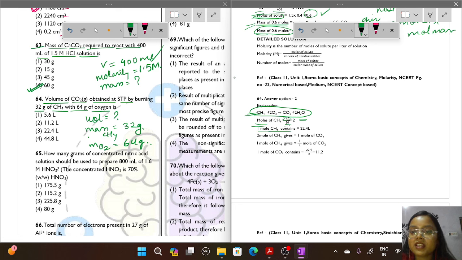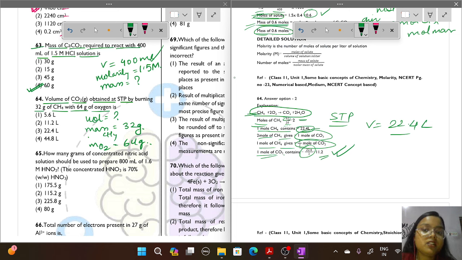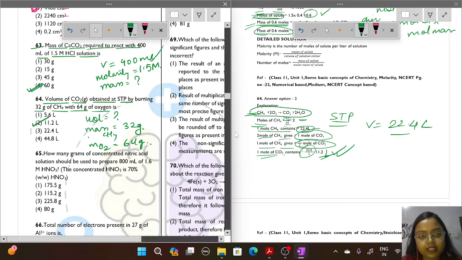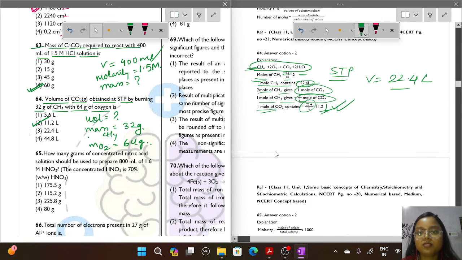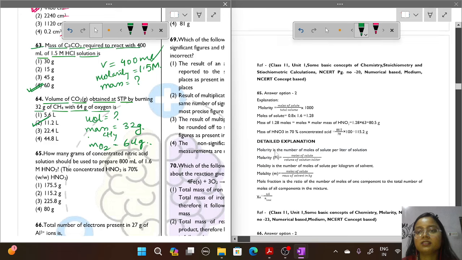Now 1 mole of CH4 contains this much liter. At STP it is given, so if we consider volume, it is 22.4 liter. So 1 mole of CH4, we know, contains 22.4 liters. So 2 moles of CH4 will give 1 mole of CO2, and 1 mole of CH4 will give half a mole of CO2. Now, what will 1 mole of carbon dioxide contain? It will contain 22.4 by 2, which equals 11.2 liter, option number 2. 11.2 liter volume will be obtained on burning the methane in oxygen.